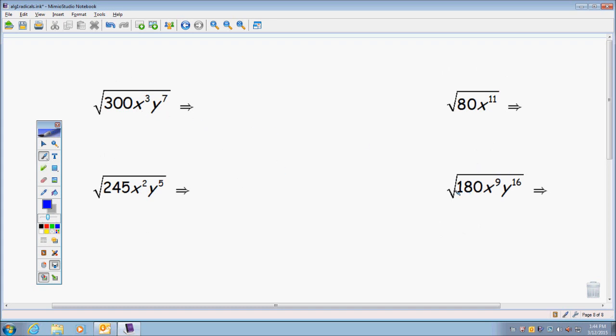In fact, this last one was on the SOL 2 years ago. This exact same problem. And I believe this was on last year's, if I'm not mistaken. Okay, these are a little challenging. I think we can do it. All right, 300 is going to be 100.